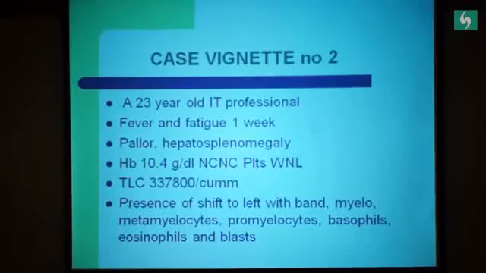So she did a CBC. And once the CBC came, she noticed that the patient has a huge hepatosplenomegaly, which the patient had not reported with symptoms. Now HB was 10.4 and TLC was 3,37,800. This is today's case, and we've seen a shift to the left with the presence of all these immature cells. So what is the diagnosis? No, this is chronic myeloid leukemia. This is what we think, and we'll be running tests because there is a huge splenomegaly.